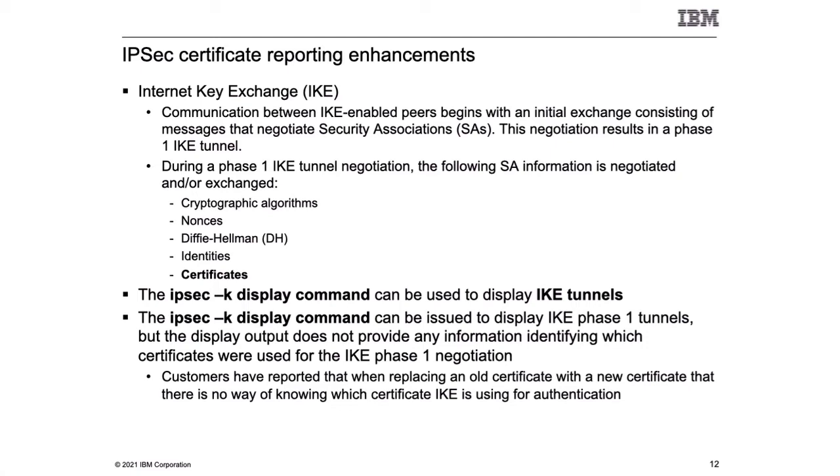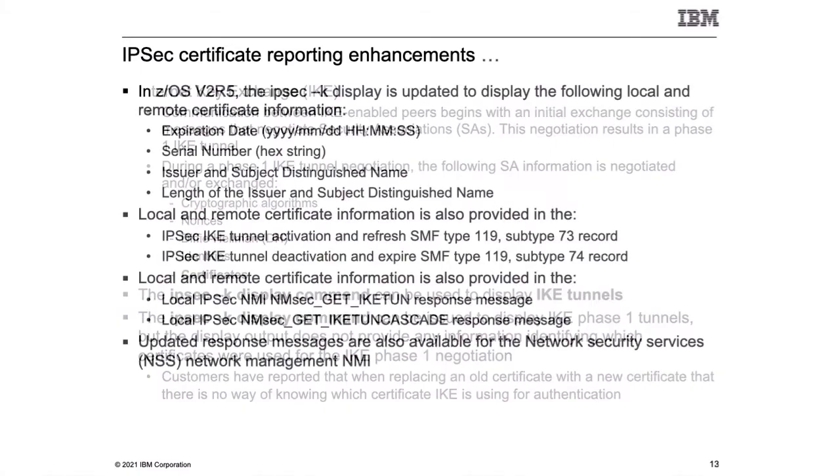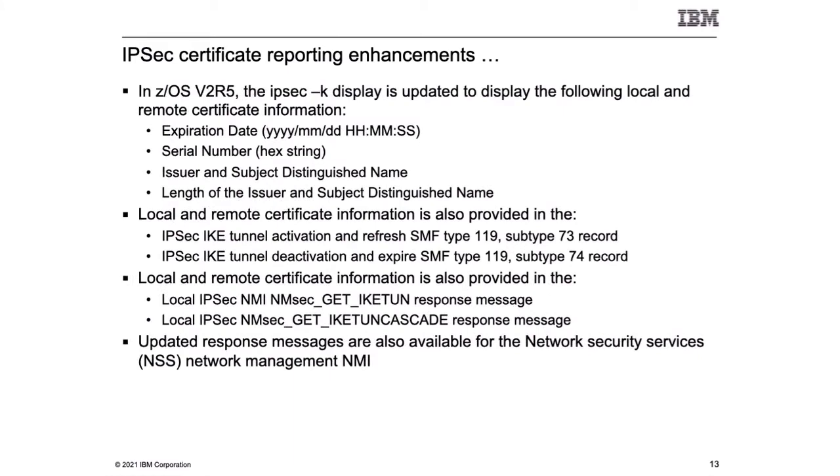But what we're going to focus on here is certificates, because problems with certificates can be particularly difficult to debug. The IPsec-K display command can be used to display IKE tunnels, and you can get quite a bit of useful information from that command, but it does not provide a lot of help for identifying which certificates were used as part of the Phase 1 negotiation. In z/OS V2R5, the IPsec-K display is updated to display additional information about local and remote certificates. We provide the expiration date, the serial number, the issuer and subject distinguished names, as well as the lengths of those names. In addition to providing that information through the display output, we also provide it through SMF records, type 119, subtype 73 and 74, and also through an NMI.